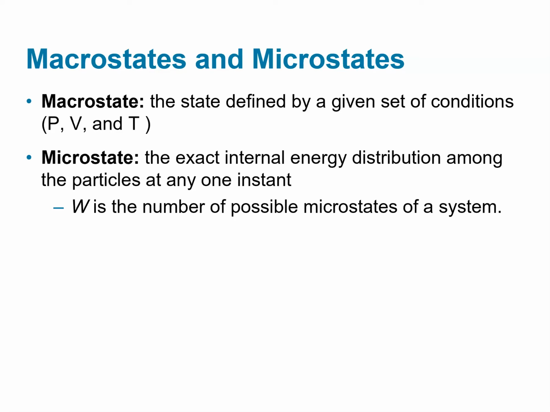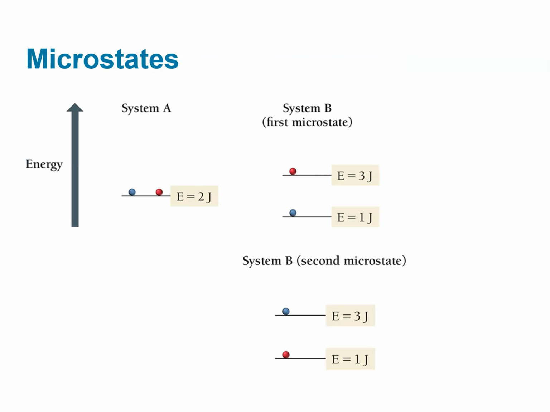Here we go, macrostates, microstates. A macrostate is a state defined by a given set of conditions: pressure, volume, and temperature. And a microstate is the exact way the internal energy is distributed among the particles at any one instant. Zoomed way in, what are the particles doing and how are they differing from moment to moment? And W, apparently, for this definition, is not a macrostate definition, it's a microstate definition. So let's look at microstates.